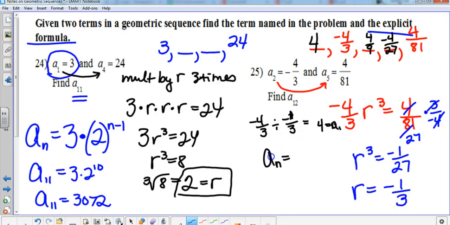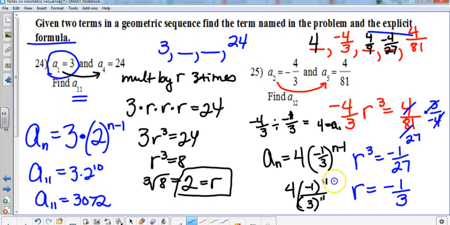A sub n equals 4 times negative 1/3 to the n minus 1. Now, this one is a hot mess when you try to type it in the calculator, I think. It gives you scientific notation. But if we think about the fraction, 4 over negative 1 is being raised to the 11th, and so is down here 3 being raised to the 11th. What's negative 1 to the 11th?